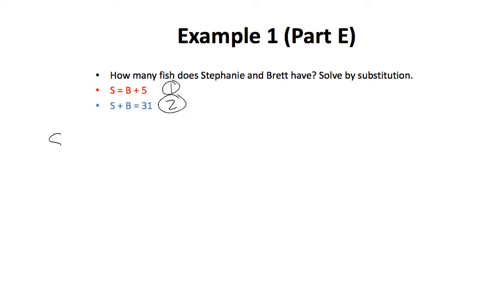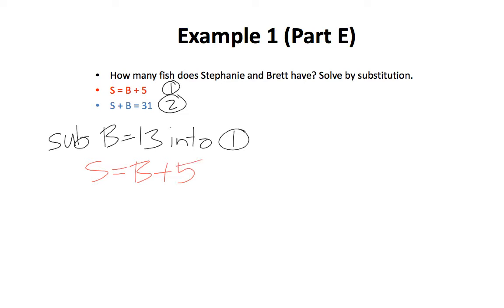So I'm going to say sub B is equal to 13 into equation 1. So let's start with the equation S is equal to B plus 5. Instead of writing B, I'm going to replace it with 13 in brackets. And the plus 5 stays the same. This last step should be pretty straightforward. S is equal to 13 plus 5, which is 18. Therefore, we just figured out that Stephanie has 18 fish.